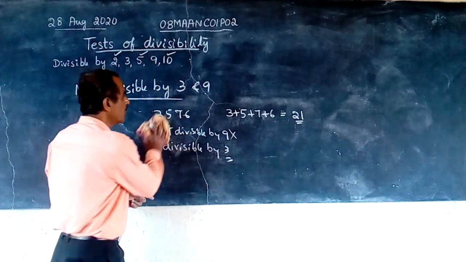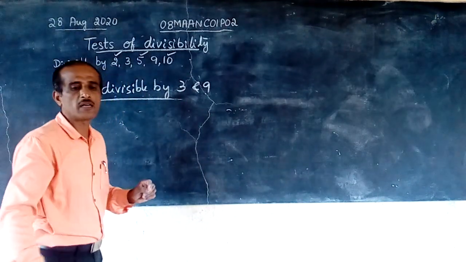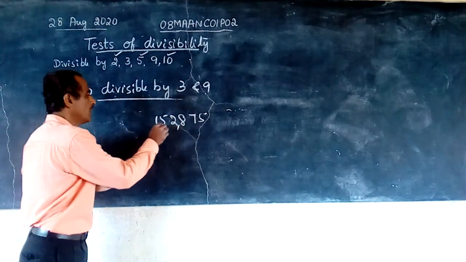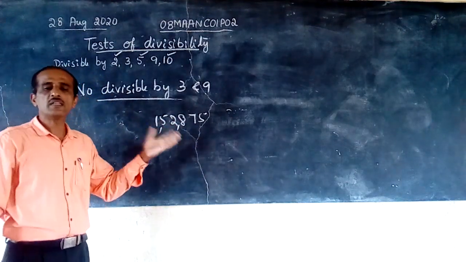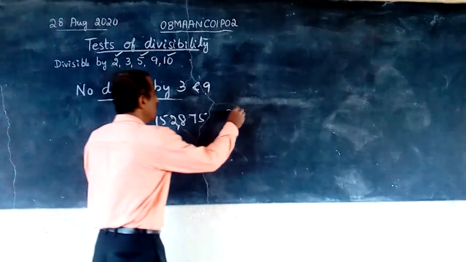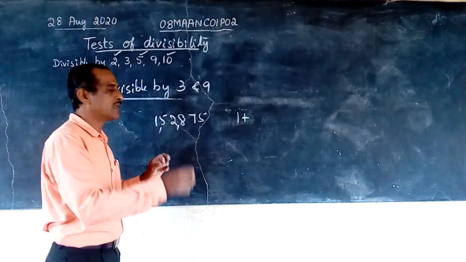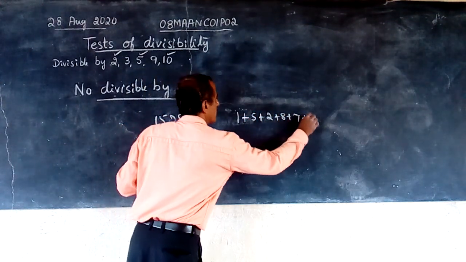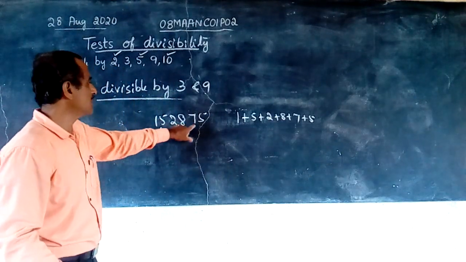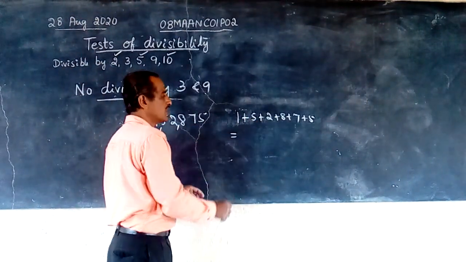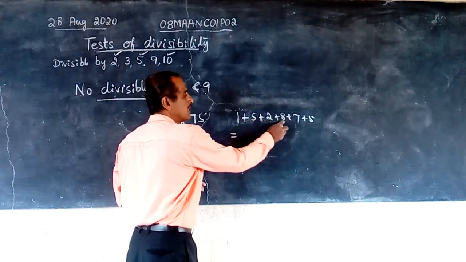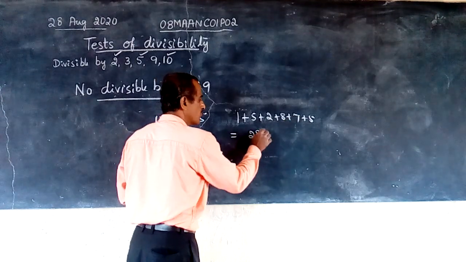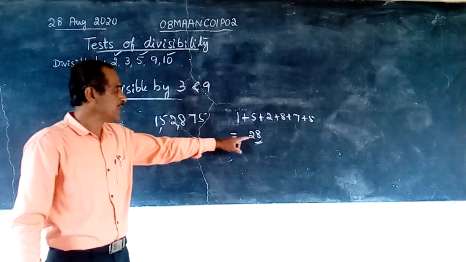Now let us check one more number, whether it is divisible by 3 or not. I will write, look at this. One number I have written: 1,52,875. Whether it is divisible by 9 or not, let us check. How to check? It is not necessary to divide that number. 1 plus 5 plus 2 plus 8 plus 7 plus 5. What is the sum of the digits? 1 plus 5 is 6, 6 plus 2 is 8, 8 plus 8 is 16, 16 plus 7 is 23, 23 plus 5 is 28. Sum is 28.